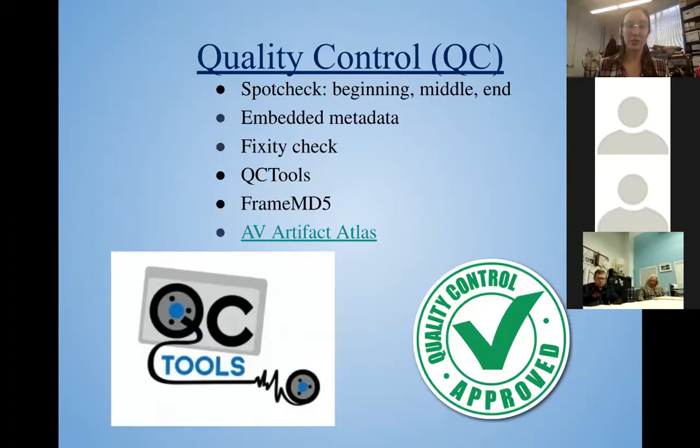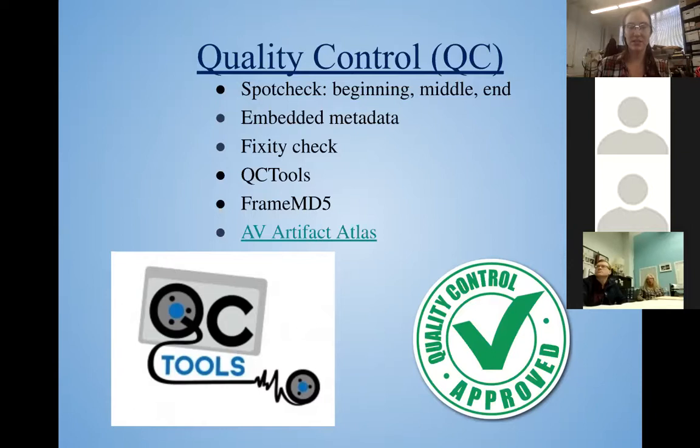So for quality control or QC with video, it's the same as audio, where you spot check visually and audibly the beginning, middle, and end of your video file. You want to use a reader and check your embedded metadata, make sure you spelled everything right and that everything's there, and that if you put in a date, maybe it didn't get saved in a wrong format. And then you would want to create a Fixity check, an MD5 checksum or some sort of MD5 checksum.